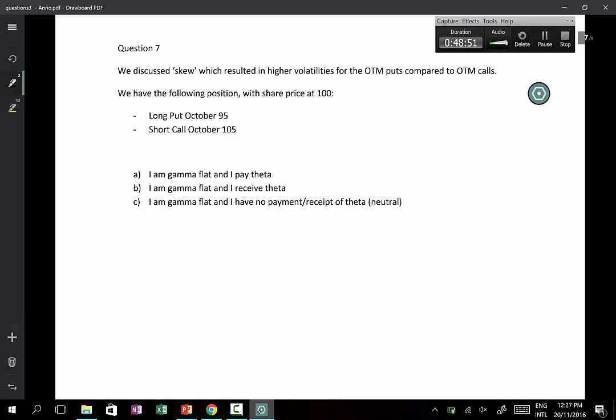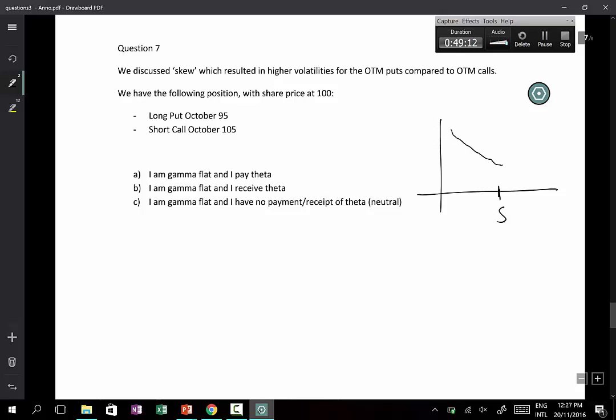Now, question 7. We talk about skews, which is how the market often prices out of the money put options. Let's say the spot price was here, and if you're pricing out of the money puts, this is the implied volatility. So out of the money put vols would be higher than out of the money call vols.